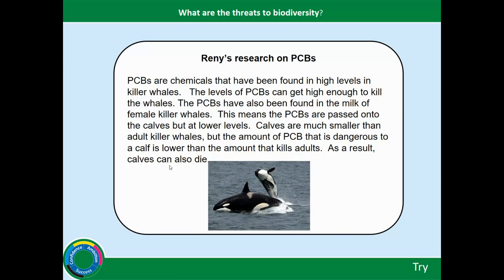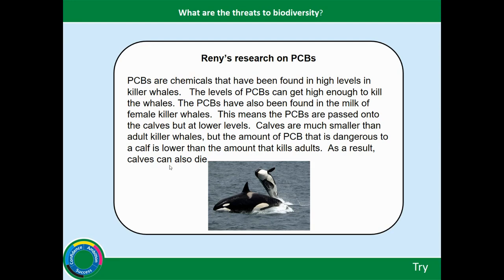Next is research on PCBs. PCBs are chemicals that have been found in high levels in killer whales. The levels of PCBs can get high enough to kill the whales. The PCBs have also been found in the milk of female killer whales. This means the PCBs are passed on to the calves but at lower levels. Calves are much smaller than adult killer whales, and the amount of PCB that is dangerous to a calf is lower than the amount that kills adults. As a result, calves can also die.